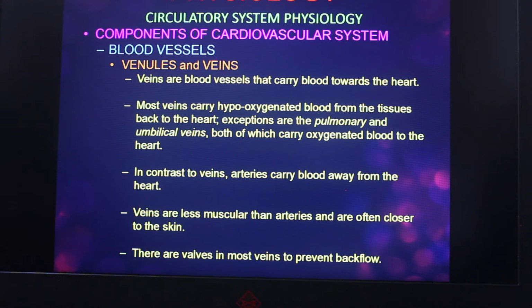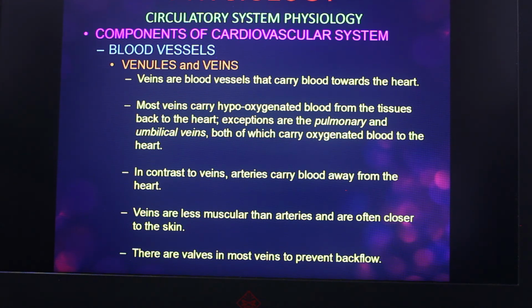The pulmonary arteries are exceptional arteries. Because they take blood away from the heart towards the lungs, they are called arteries, but mainly they're not in arterial configuration, but venous configuration. However, still they're called arteries because they're taking blood away from the heart towards the lungs. In contrast to veins, arteries carry blood away from the heart.